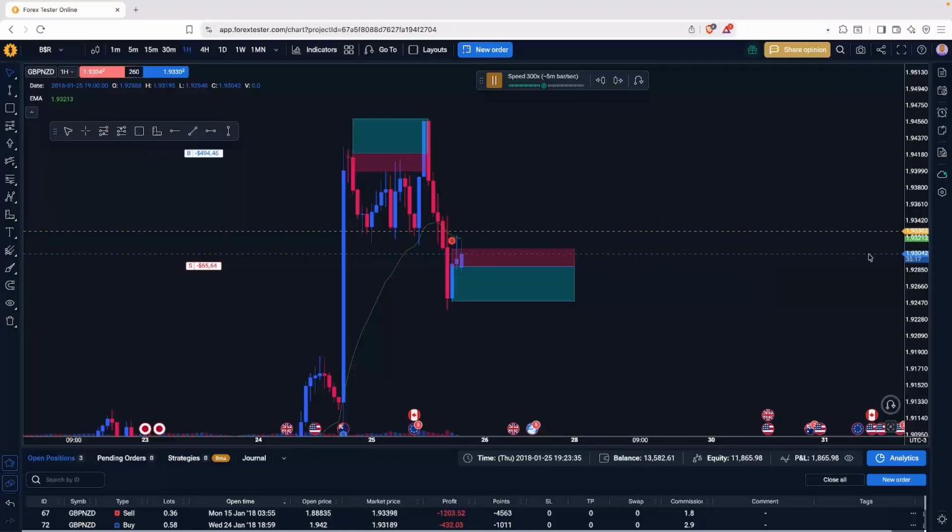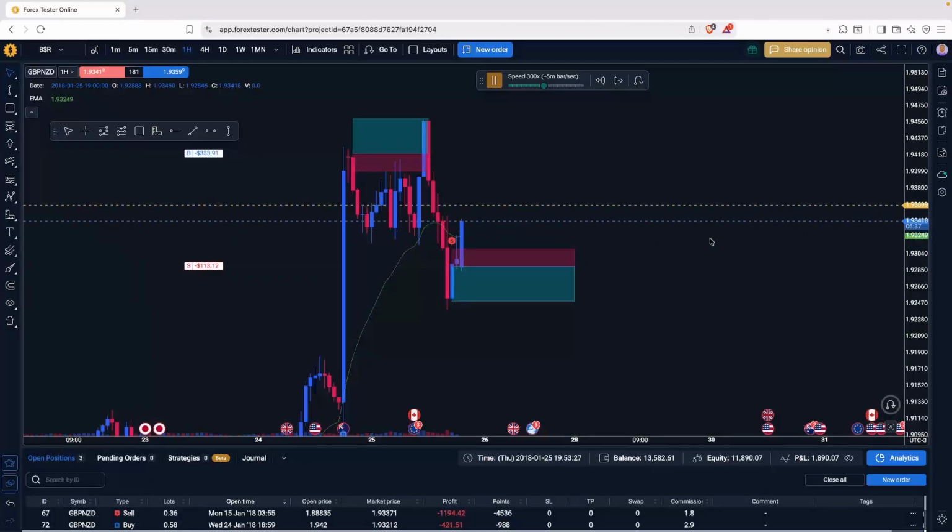essentially involving, and these spreads are wide. I highly doubt these were the actual spreads. Forex Tester, this is not good. You shouldn't have this. This is a large spread.